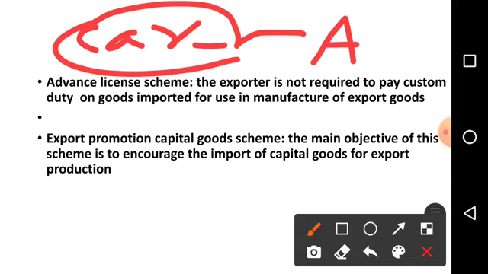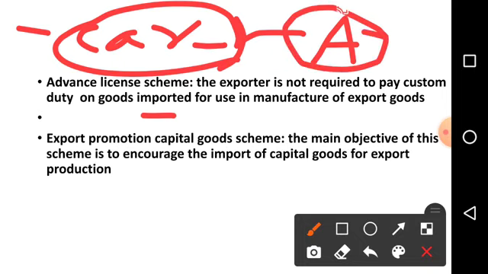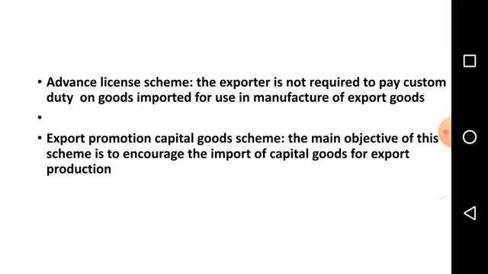Yes, you are purchasing the products. You are doing import. You are purchasing the product from another country, but that product you are making into a car. You are manufacturing the car and then selling that car to other countries, say America. So the goods which you are importing, which you are purchasing from another country, you do not pay custom duty on that. So this is called the advance license scheme.